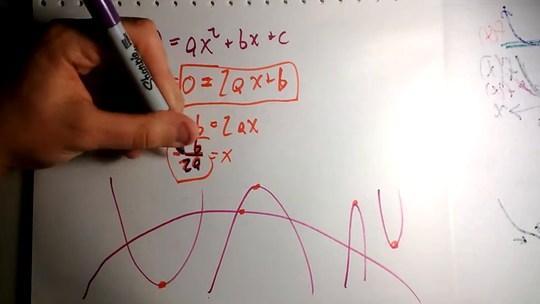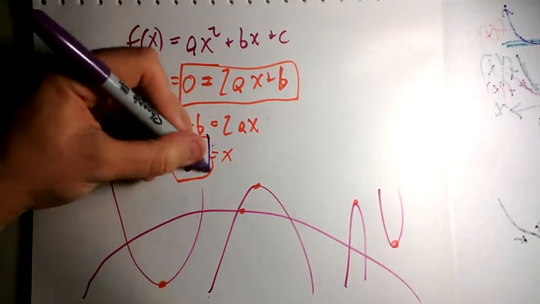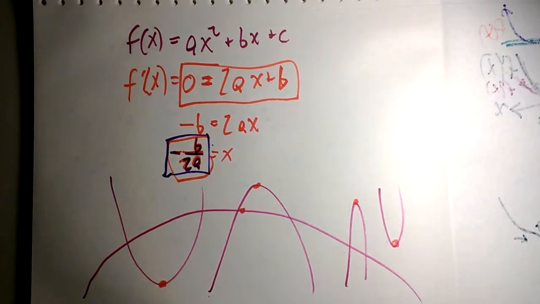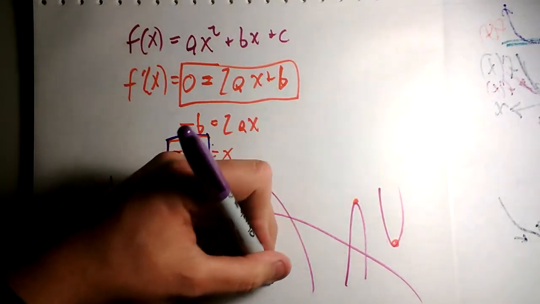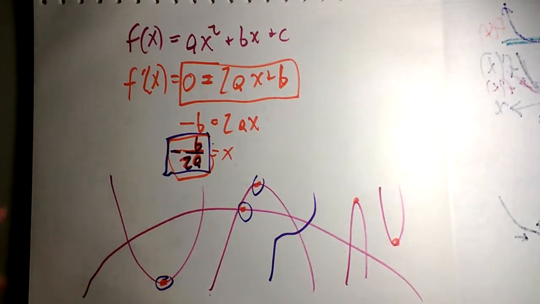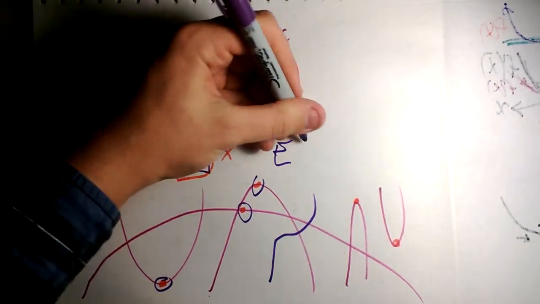So negative b over 2a is, the word for this is extrema. If we don't know whether it's a max, min, or inflection point, we just call it flat out extrema. Here we go.